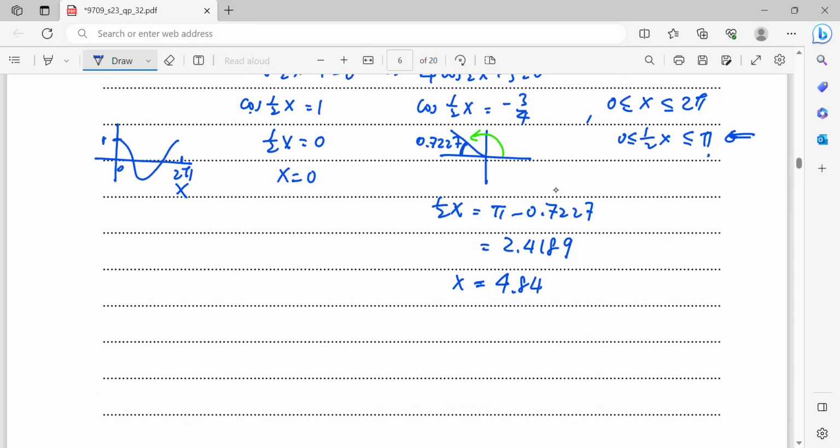So then my final answer for this question will be 2 values. The first is 0, the second is 4.84.